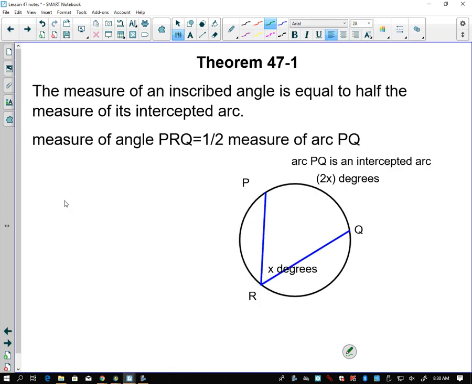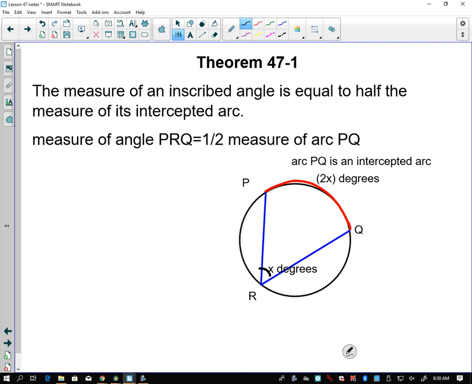With theorem 47-1, the measure of an inscribed angle is half the measure of the intercepted arc. So if I look at arc PQ, whatever that degree is going to be double whatever this angle degree is. So if angle PRQ is, let's say, 20 degrees, then that means arc PQ is 40 degrees. All right, let's keep going.